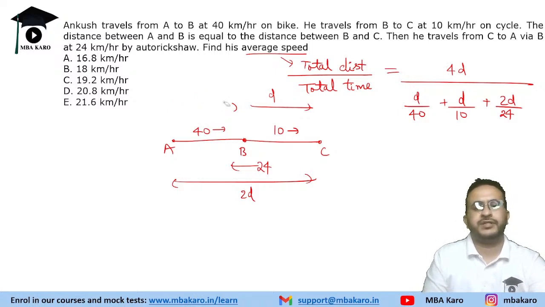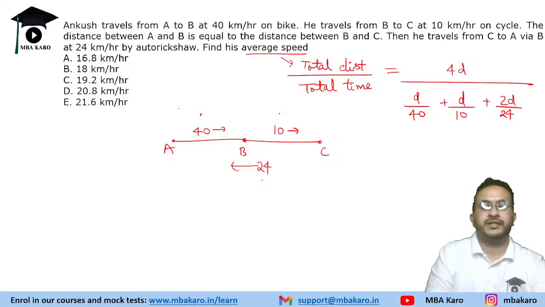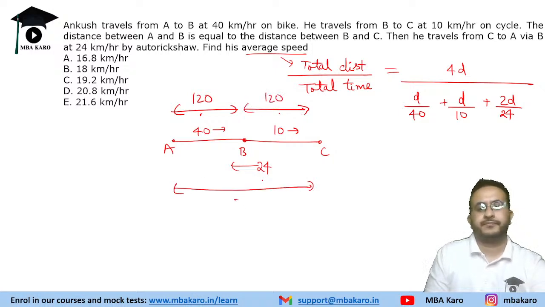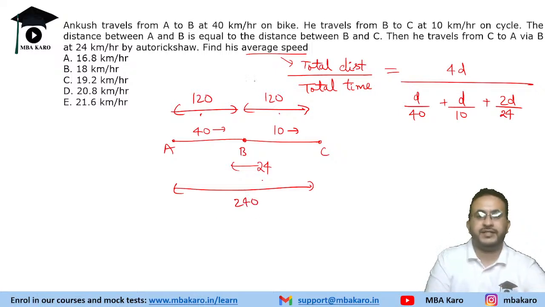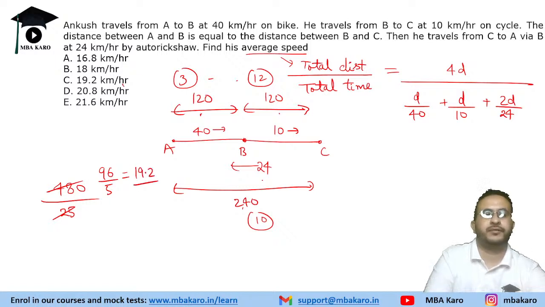You will be able to solve and get the answer, right? But a better approach is take d as a multiple of LCM of these three: 40, 10, and 24. So let us say this distance is 120, 120, and this will be 240. Okay. So total distance कितना हो गया? Total distance is 480, and total time is, यहाँ से यहाँ तक इसे 3 hours लगेंगे, यहाँ से यहाँ तक 12 hours लगेंगे, and यहाँ से यहाँ तक 10 hours लगेंगे. So 3 plus 12 is 15, plus 10 25. So 480 by 25, 5 से चला जाएगा, 96 by 5, that is equal to 19.2 kilometer per hour.